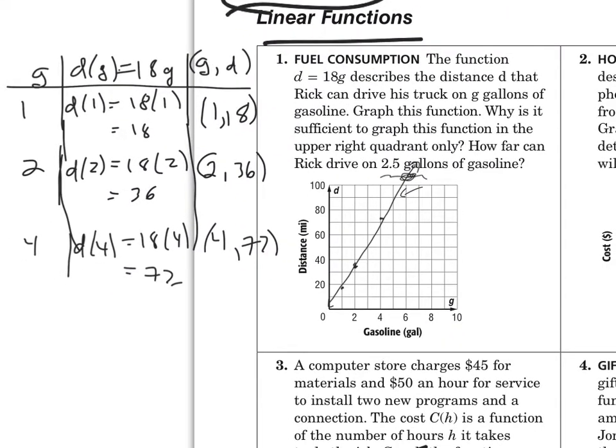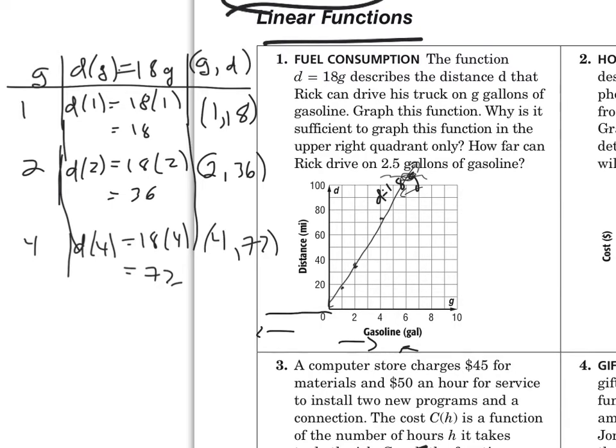And again, we want to put our label on it. So this is d = 18g. Why is it sufficient to graph this function in the upper right quadrant? Well, the reason is that anything else doesn't make sense. If we're using gallons of gasoline and we go this way on the graph, that means we're using a negative number of gallons of gasoline, which is not possible. It's not possible to put a negative number of gallons of gasoline into your car or your motorcycle or whatever. So the reason that we have to stay to the right of the y-axis is because we can only use a positive number of gallons of gasoline.